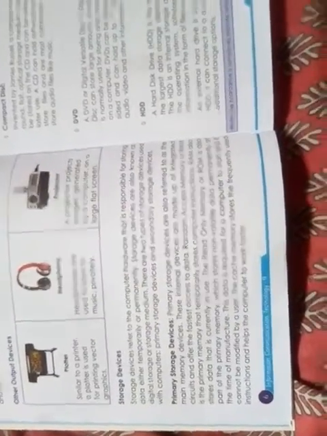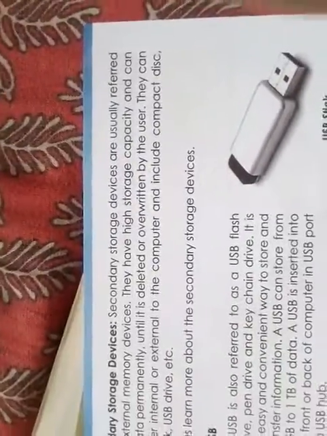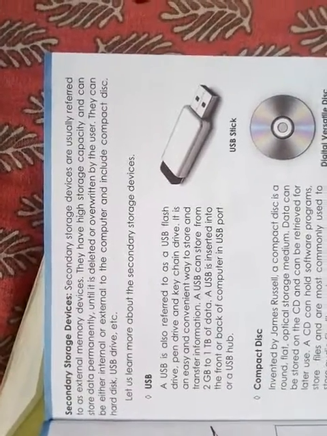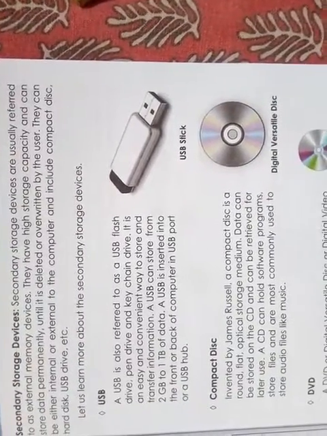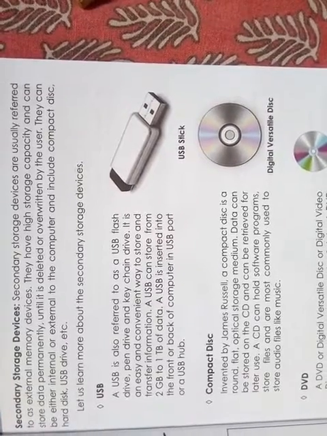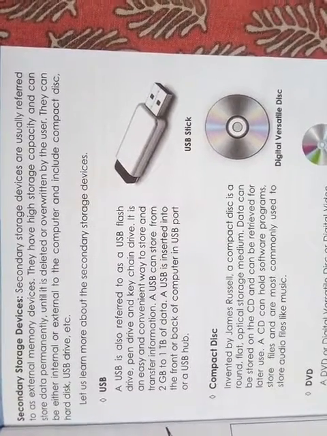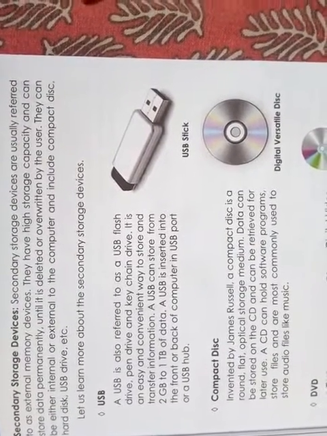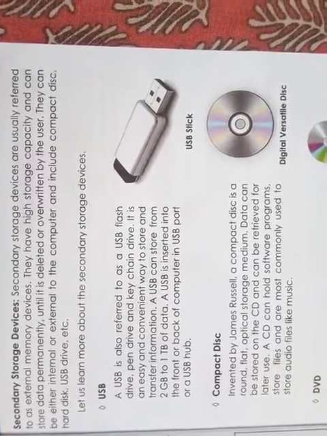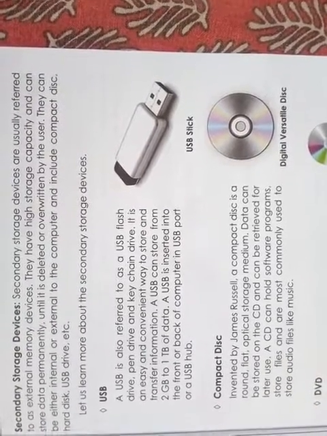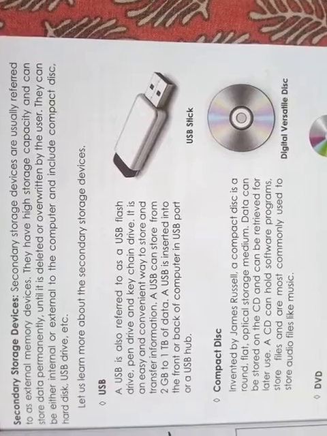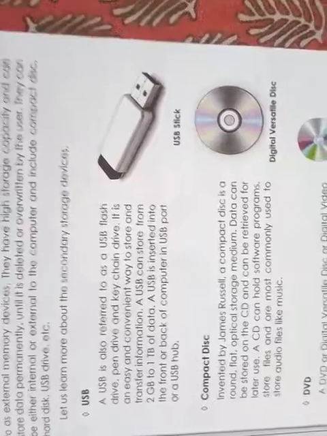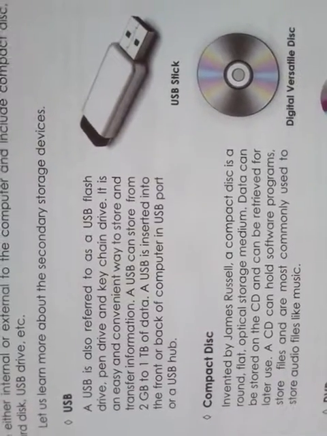Then the secondary storage devices are usually referred to as external memory devices. They have a high storage capacity and can store data permanently until it is deleted or overwritten by the user. They can be either internal or external to the computer and include compact disk, hard disk, and USB drive, etc. These are called secondary storage devices. Let us learn more about the secondary storage devices.